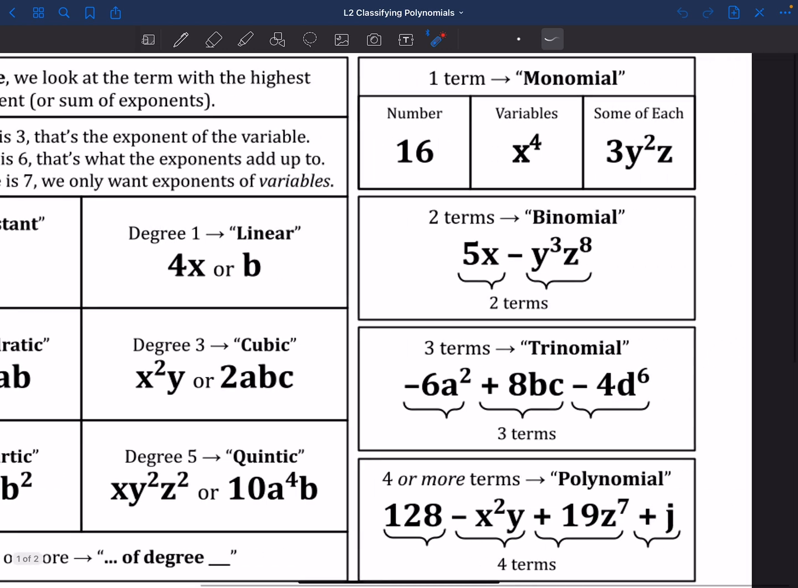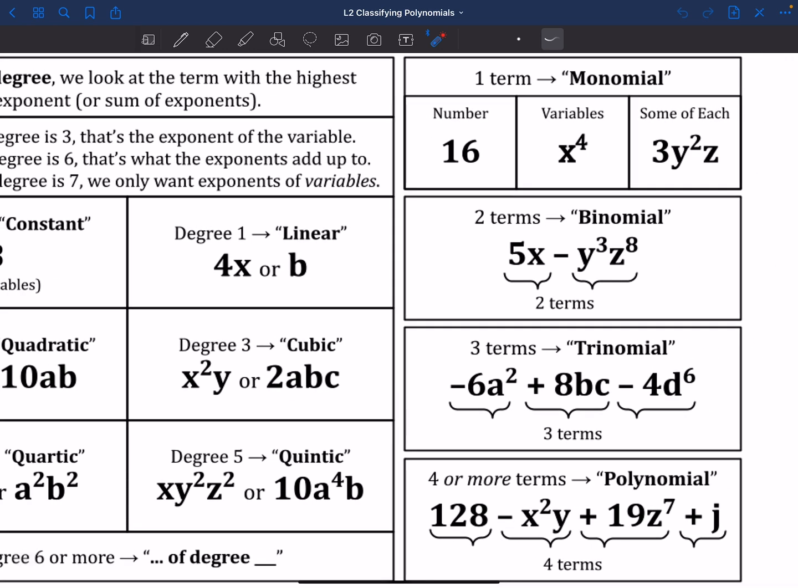The other way that we name it is we base it off the number of terms over here on the right. Terms are the big chunky pieces of the expression. So if you only have one term, it's called a monomial. It could be just a number, like you might just have 16. You might have just a variable, like x to the fourth, or you might have some of each. If you had 3y squared, just that would be its own term. It would be a monomial. You could have y squared z, just that, no 3. That would also be a monomial. Or you can have everything all kind of mixed together. As long as it's one chunk of stuff, then that is a monomial. It's got one term.